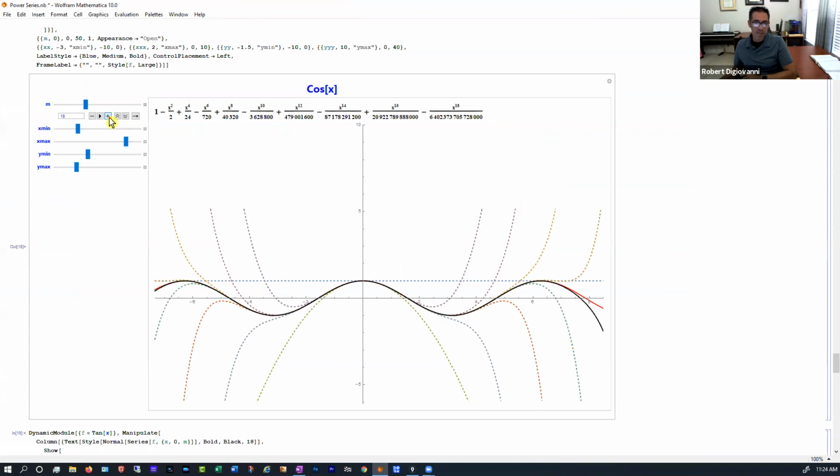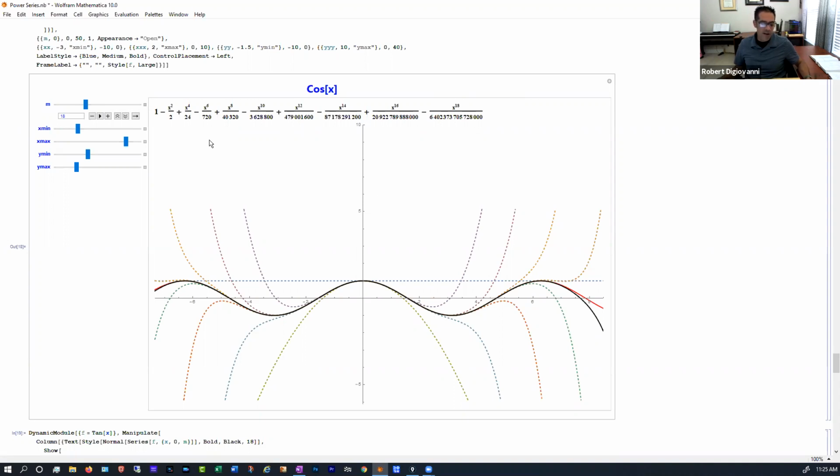No matter how long I've been teaching this, that blows my mind, okay? Because what we're saying is this polynomial function, 1 minus x squared plus x to the 4th over 24, and so on. This is a degree 18 polynomial, right? That's a very high degree polynomial. However, look at how good it is at approximating cosine, right? It's awesome.